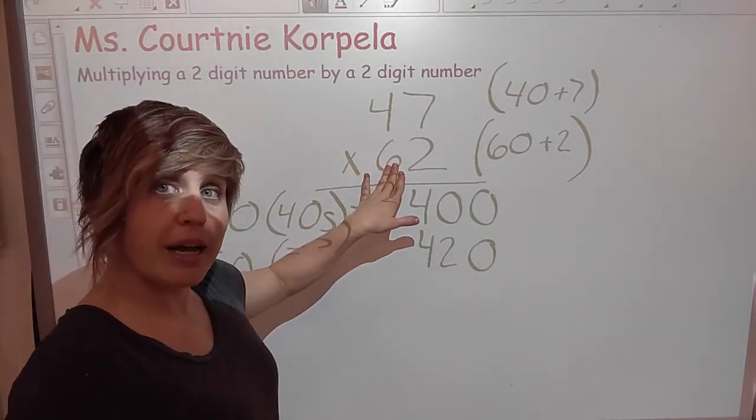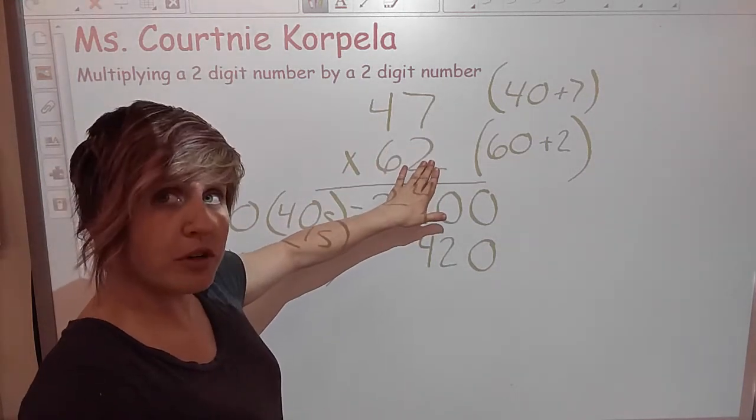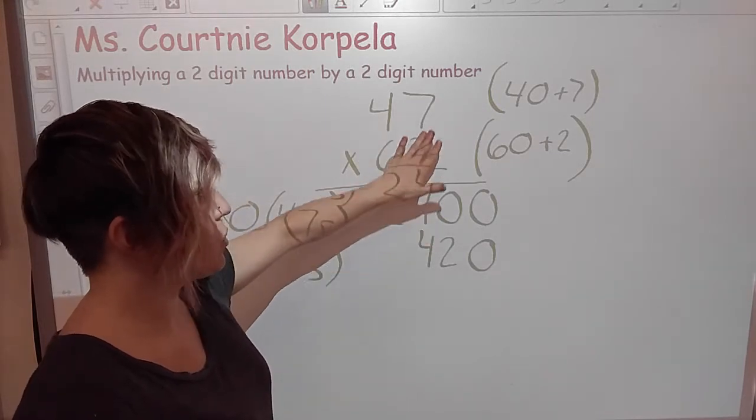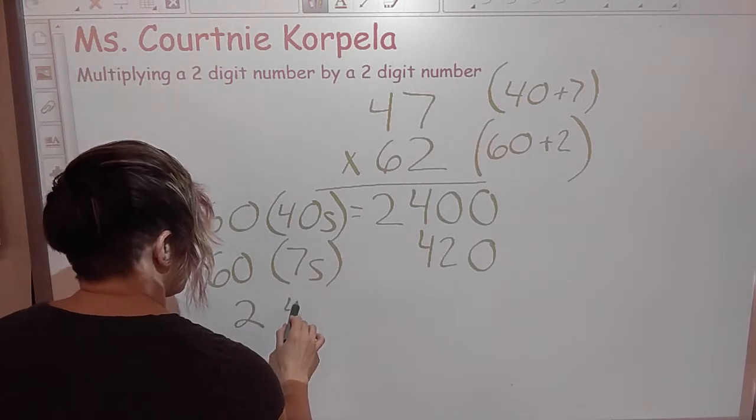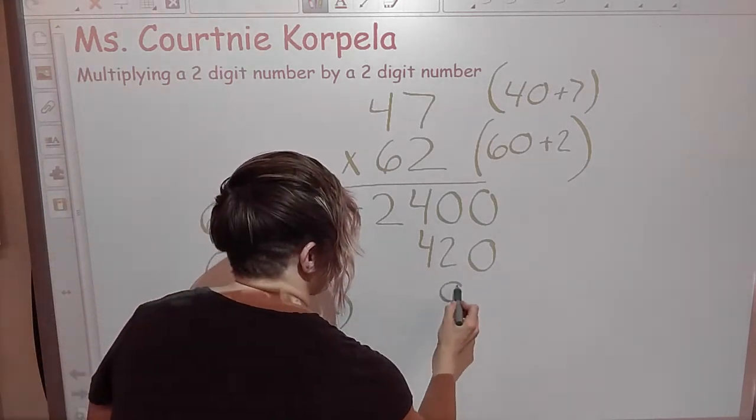Now that we've multiplied the tens digit up and across, we're then going to move over to the ones and multiply 2 times 40 and then 2 times 7. So we have 2 40s, which we know is 80.